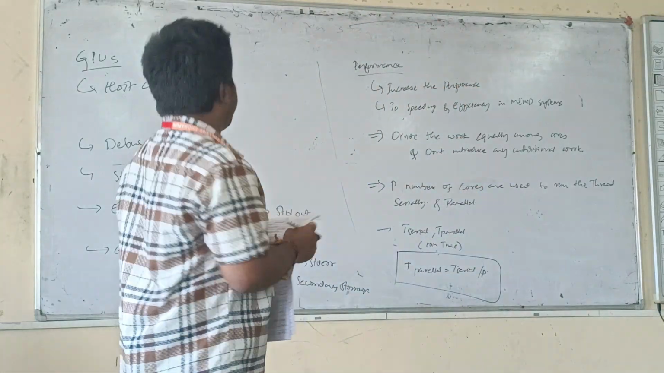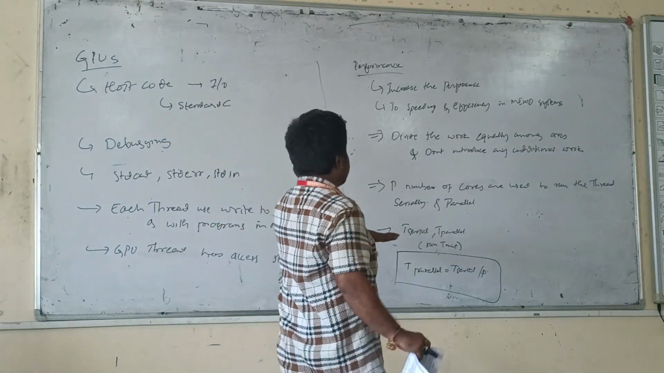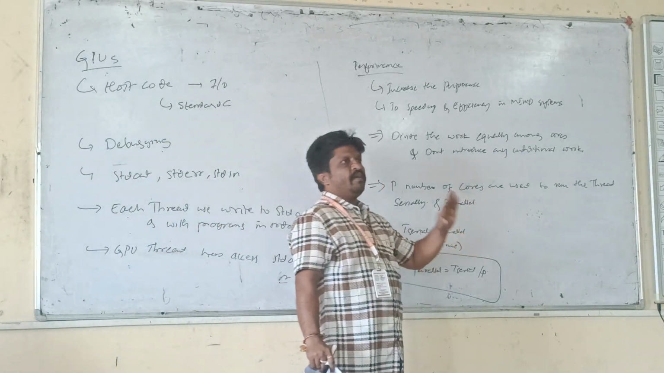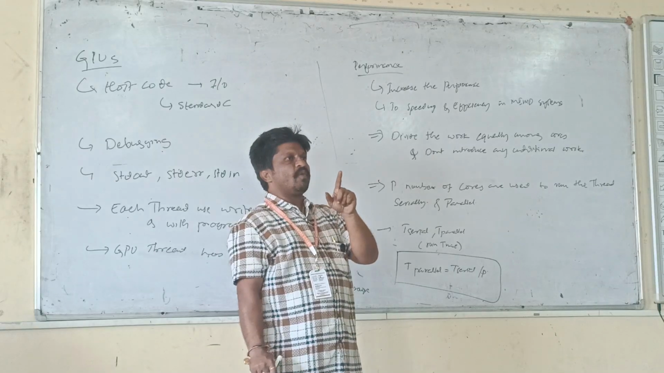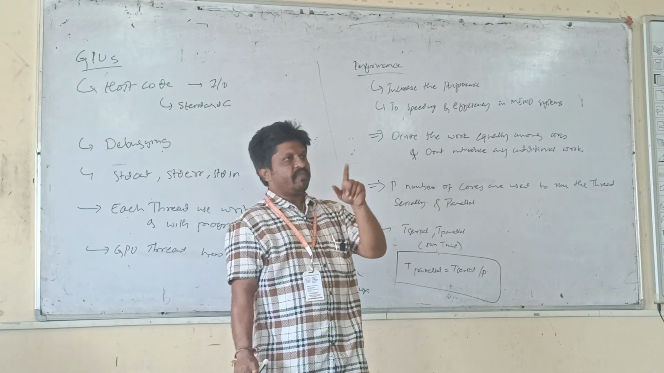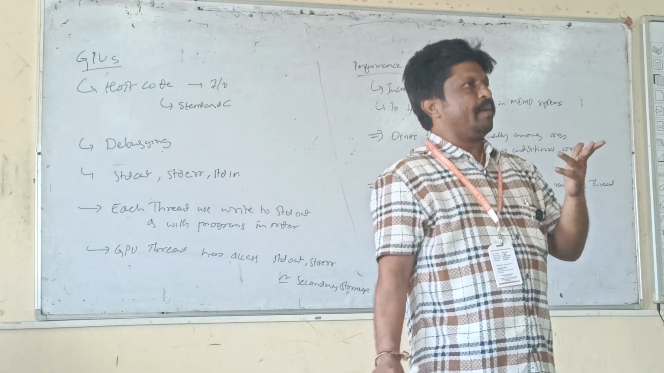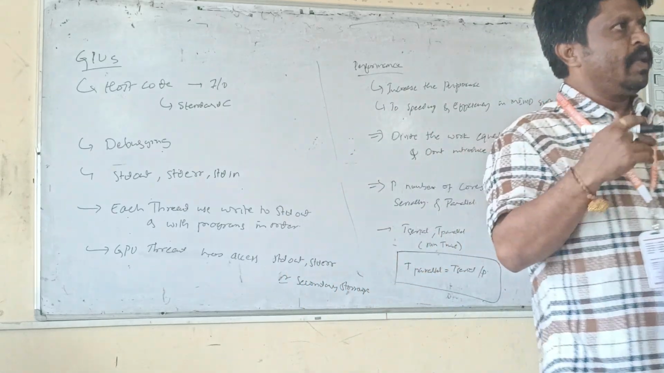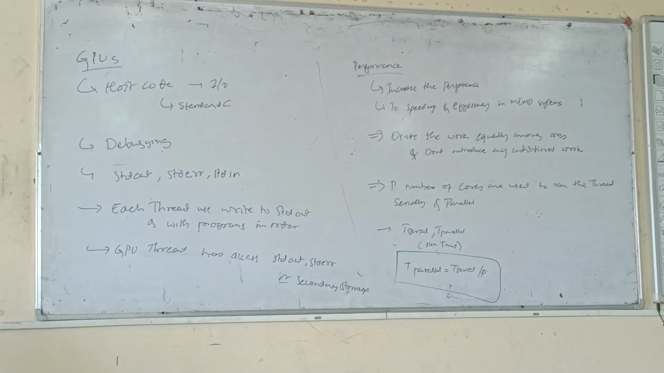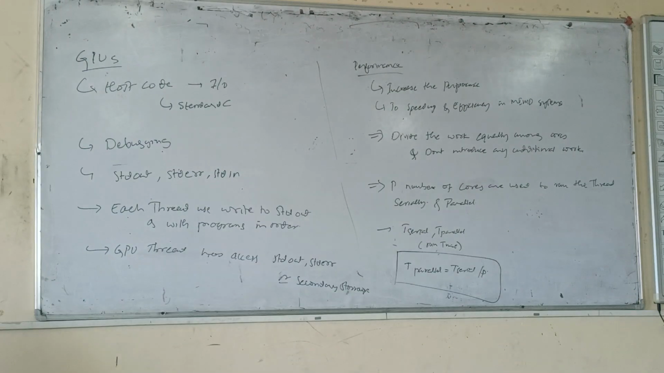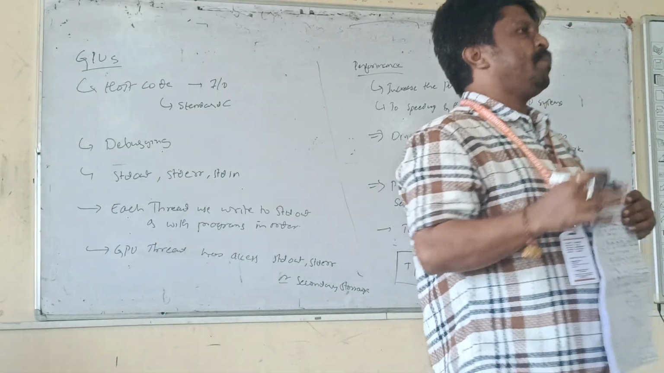Also, converting serial programming into parallel programming depends on the number of processors. If the number of processors is only 10, we will not get good parallel programming. If the number of processors is more, from 10 to 100 to 1000, we will get good parallel computing. That is nothing but parallel computing.